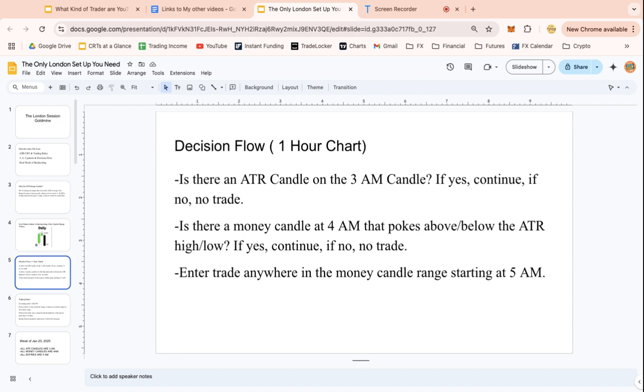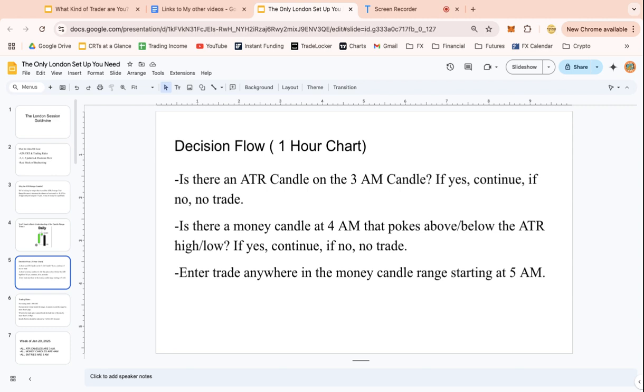That's it. All right, so now that we understand that, here's our decision flow, what we're going to need for the 1 hour chart when we're trading the London session. All of these times are going to be Eastern Standard Time. Okay, so when you come to the chart, ideally you're going to want to come to the chart at around, say, 4:30, 4:45. This really does not take long.